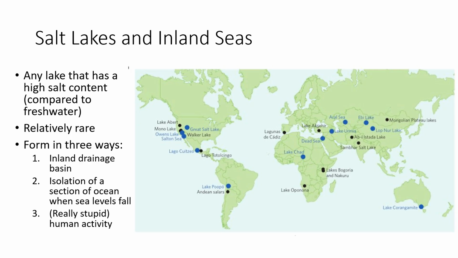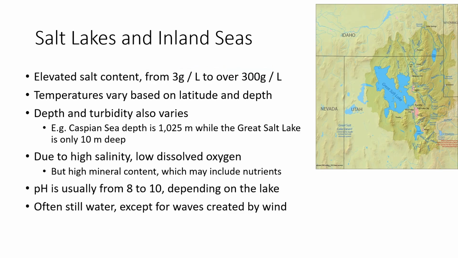Okay. It could be an isolated section of ocean that is isolated when sea levels fall. Or it could be due to really dumb human activity, which is like what the Salton Sea is from. But most of them are from inland drainage basins. The salt concentration can be around the same salinity of the ocean, or it could be way, way, way saltier than the ocean is. Okay, so they can be extremely salty environments.